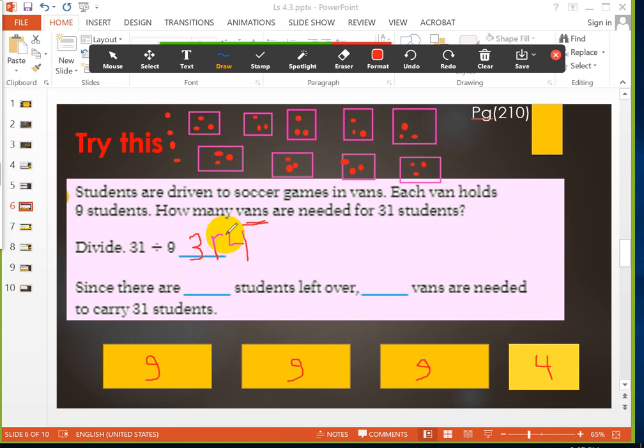If I have 4 students, and those 3 vans hold only 9 in each one, and I have one more van to take the 4 students, what is the number of vans? 1, 2, 3, and 4. That means I will take 4 vans. Because I have 4 students left over with me, I will use 4 vans to carry 31 students. Okay, girls? You understand it?